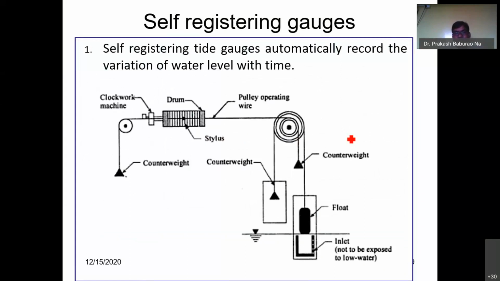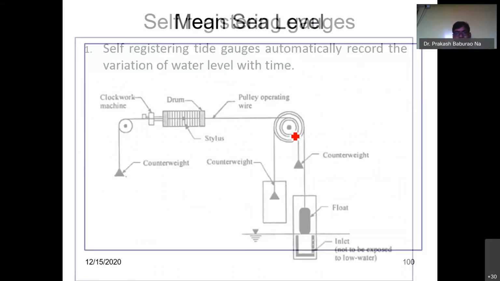Then self-registered gauges automatically record the variations of the water level with respect to time. See, this is the device. You have to place it. The float is going to be placed. Observation has been taken with the help of this instrument, the tide gauge.